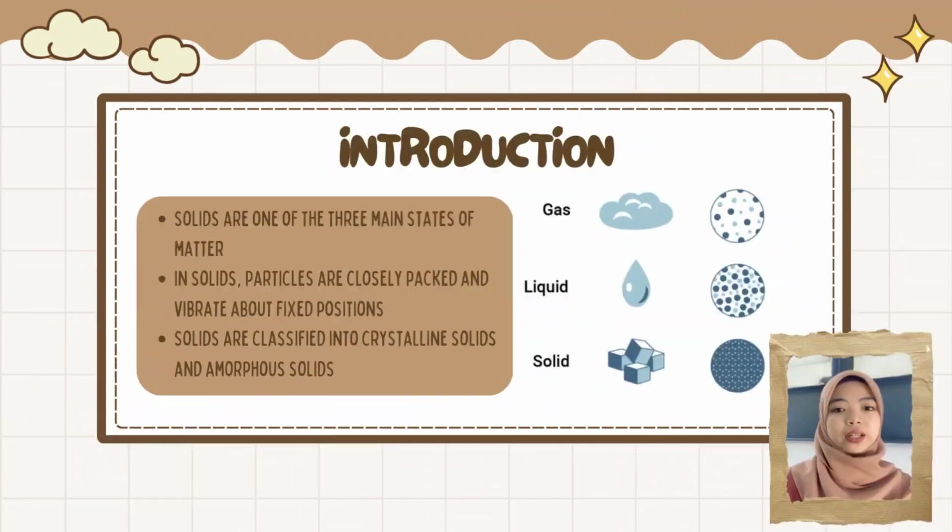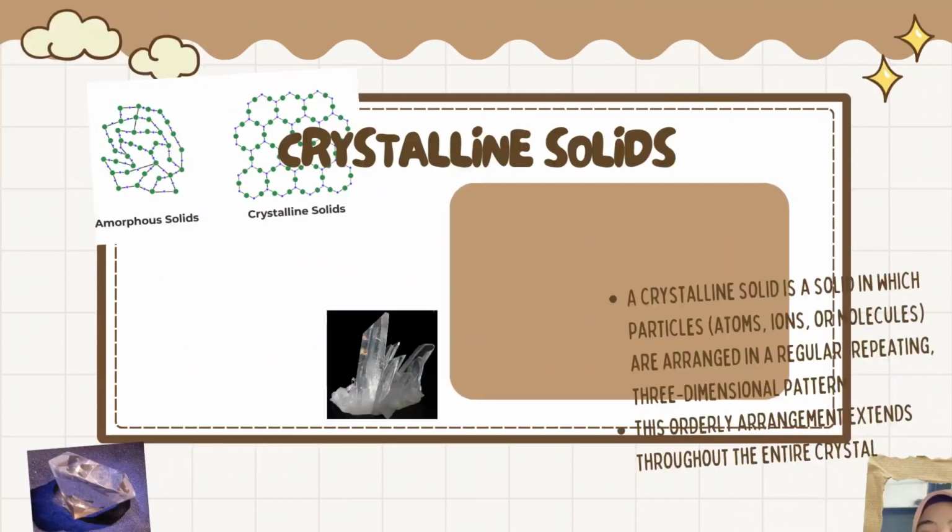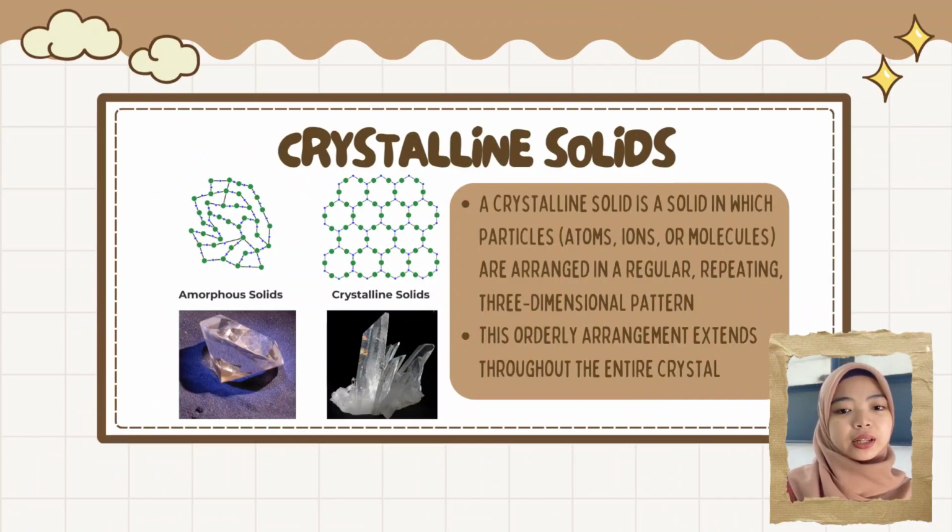First of all, solids are one of the three main states of matter. In a solid, particles are closely packed and vibrate about fixed positions. Solids are classified into two types, which are crystalline solid and amorphous solid. In this video, we will be focusing more on crystalline solid.